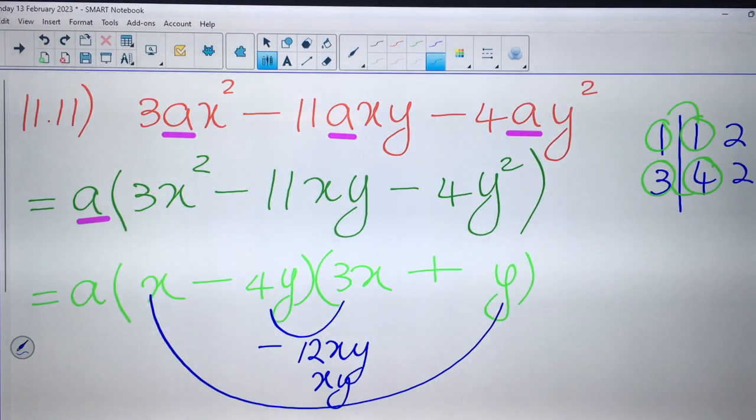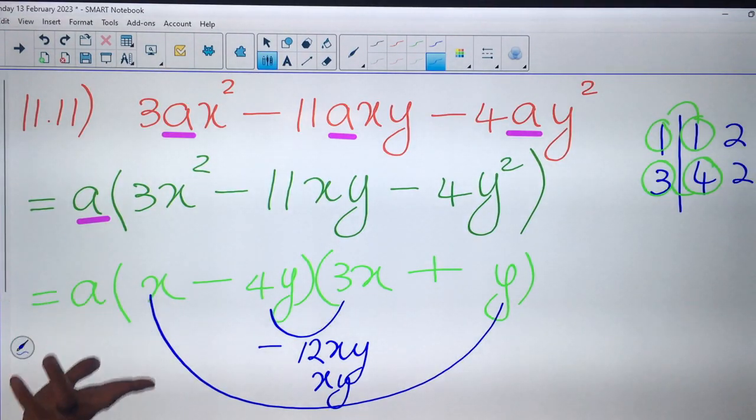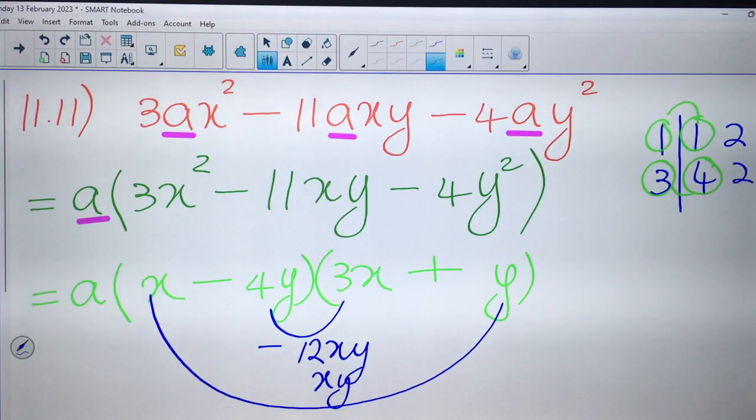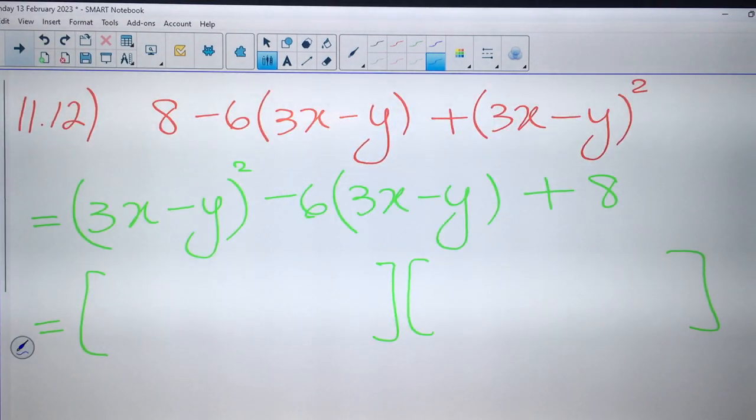So please go and watch this video again. Yes, sir. Because we're moving away from this now. We're going to algebraic fractions, where you need factorization, but it doesn't look like this. And then this one is something completely different to what you have done now.